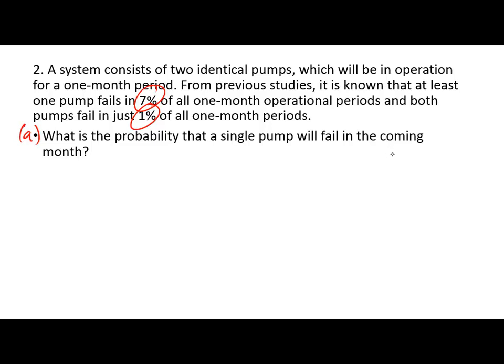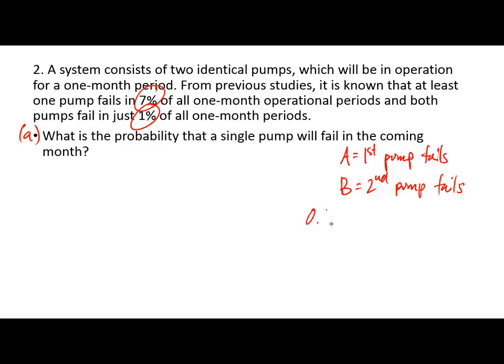Let's set up some notation here. Again, you can use whatever you want. Let A equal the event that the first pump fails, and let B be the event that the second pump fails. Okay, so let's figure out what information they've given us. 7% of the time we know that at least one pump fails. So how can I represent that, or what's involving A and B, what's that the probability of?